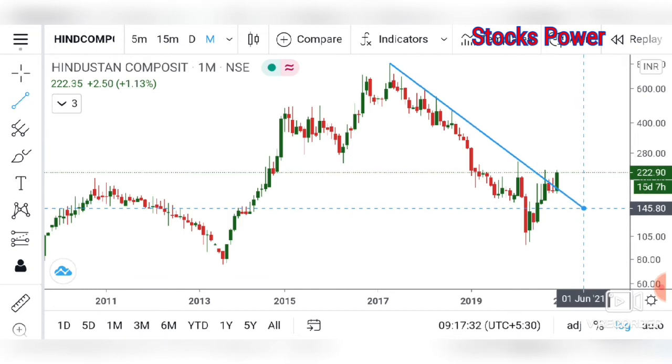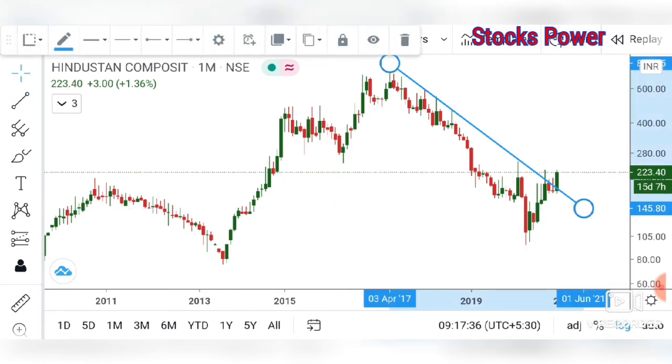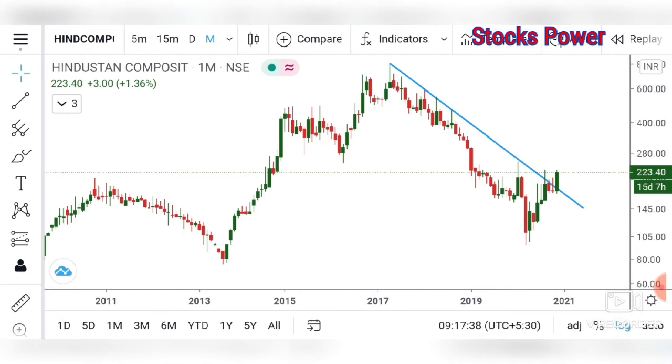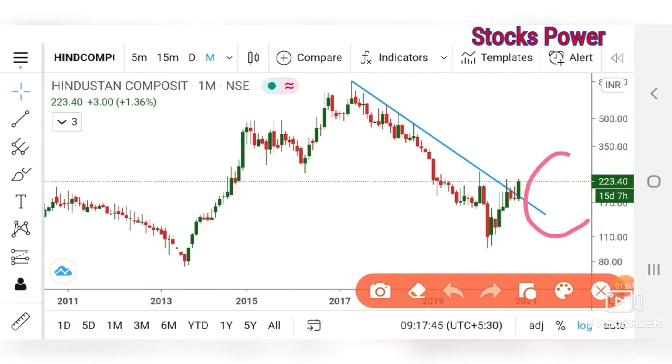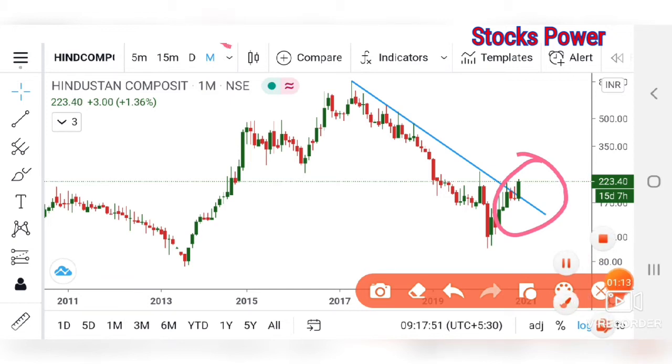You can check here that this stock has given a breakout. The candle has closed above the trend line, and the chart setting is monthly. So this is how we have to draw a trend line.